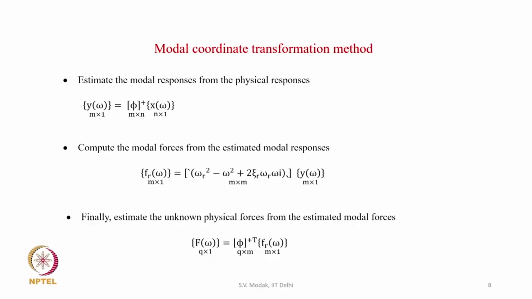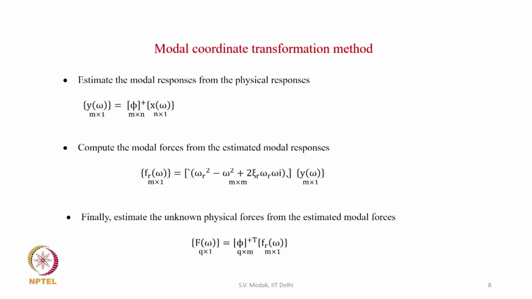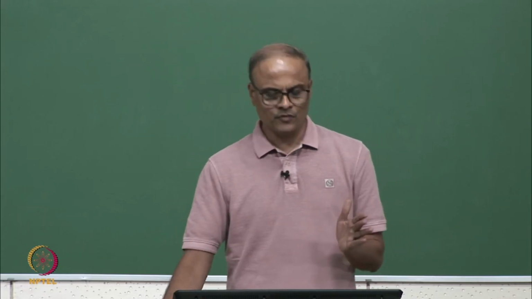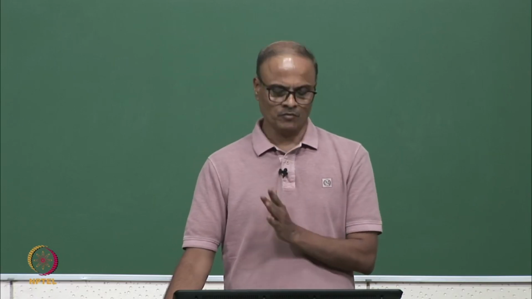The next step is to estimate the unknown physical forces from the estimated modal forces. The vector of modal forces is equal to phi transpose times the vector of physical forces. If you take the pseudo inverse of phi transpose, we get the relationship that the physical forces, the vector capital F, is equal to the pseudo inverse of phi multiplied by the vector of modal forces. Here again, to have an accurate estimate of the physical forces from the modal forces, the number of modes m should be more than the number of forces q that need to be determined. Then the estimate would be accurate. These 3 steps can now be implemented at each frequency omega in order to find the physical forces corresponding to each frequency in the frequency domain.